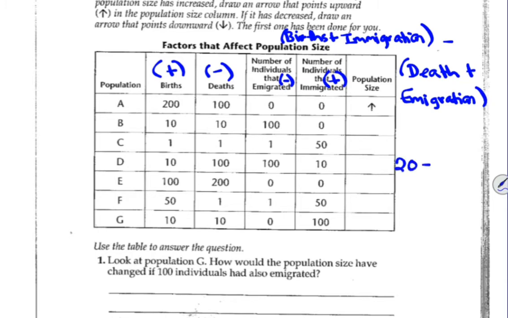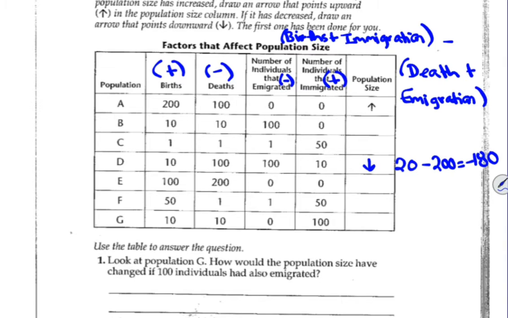And then how many are leaving? 200, either by death or by emigration. So my population is actually going to shrink. I'm going to lose 180. So this population is decreasing. Do we need to do another one together, or can you guys go ahead on your own?